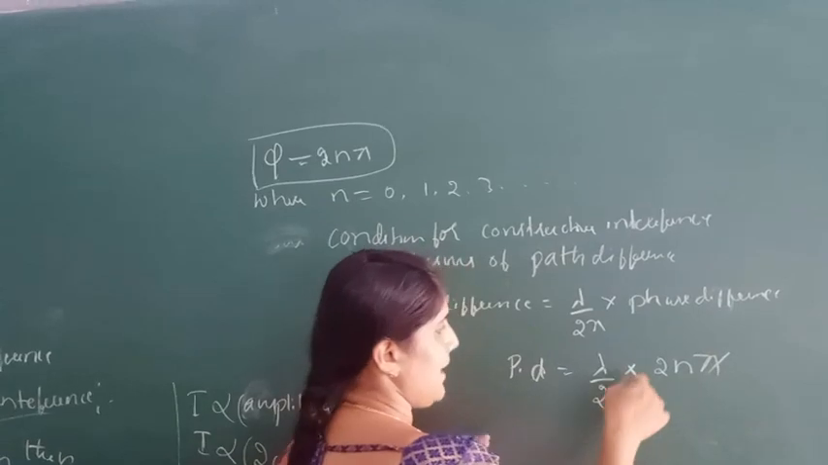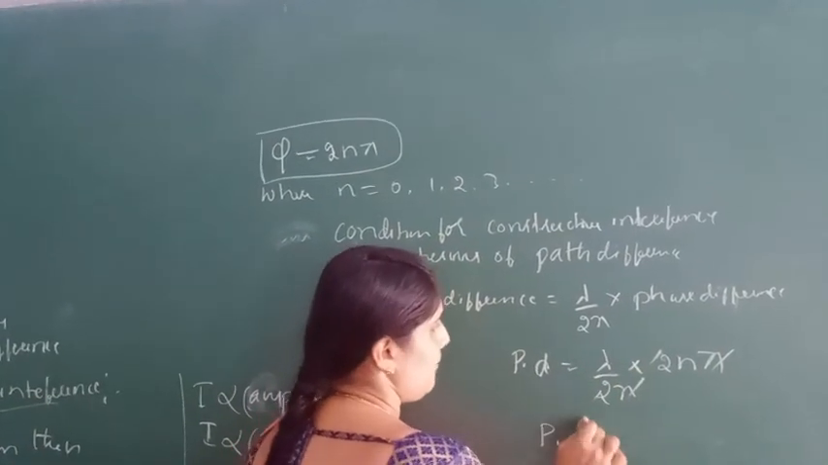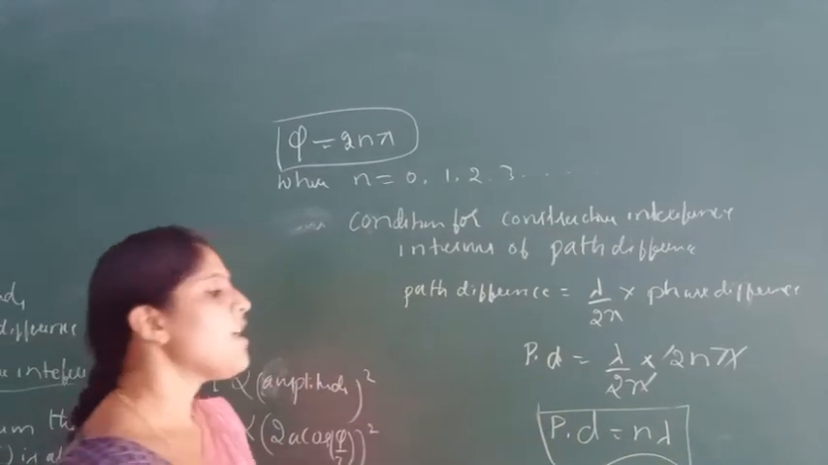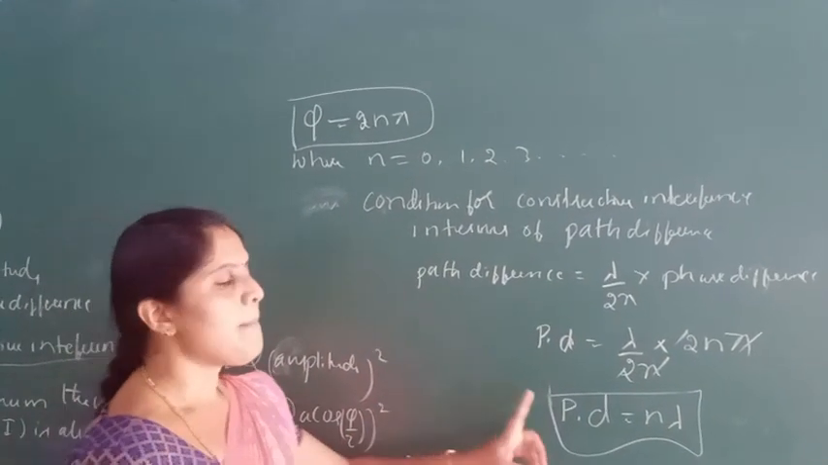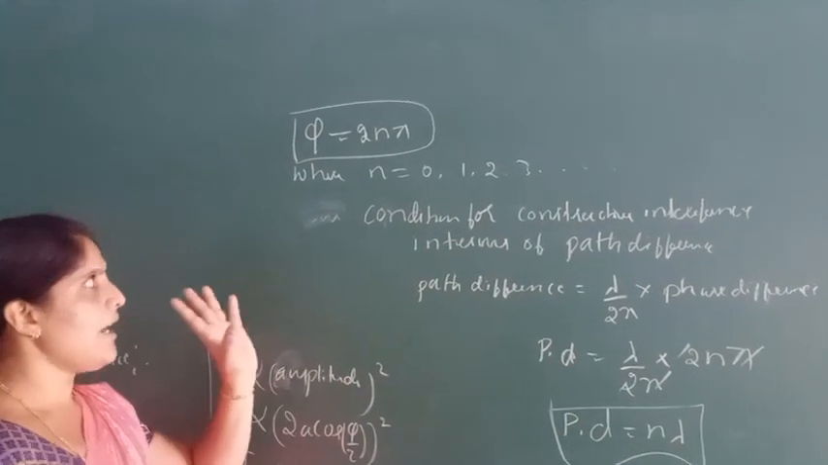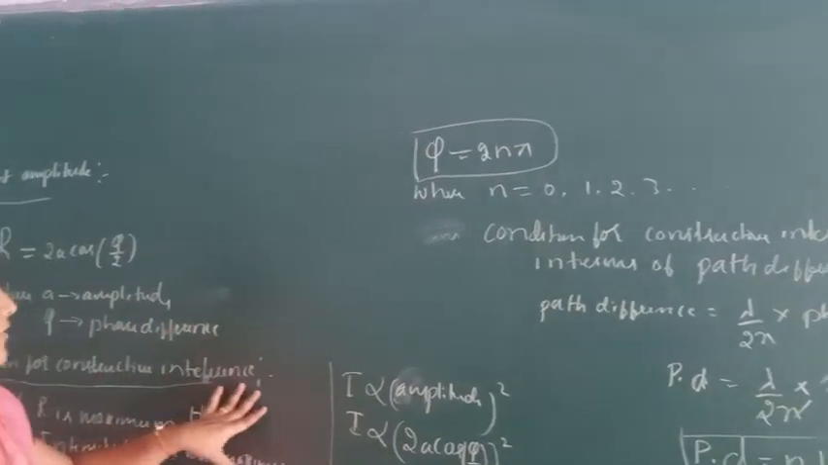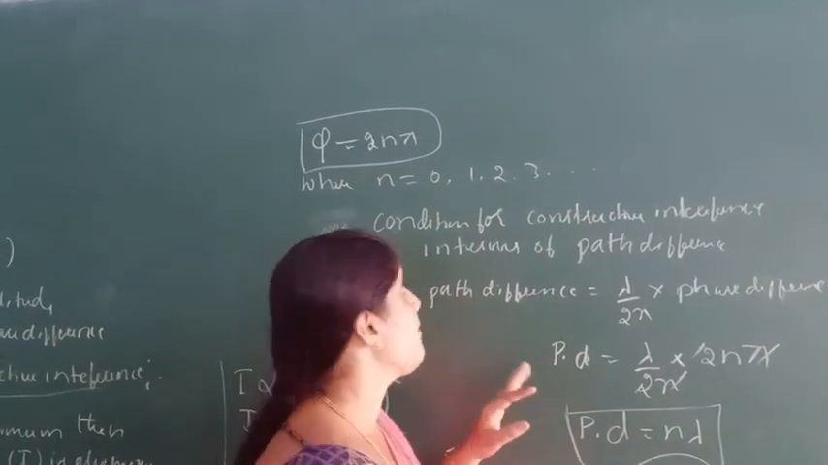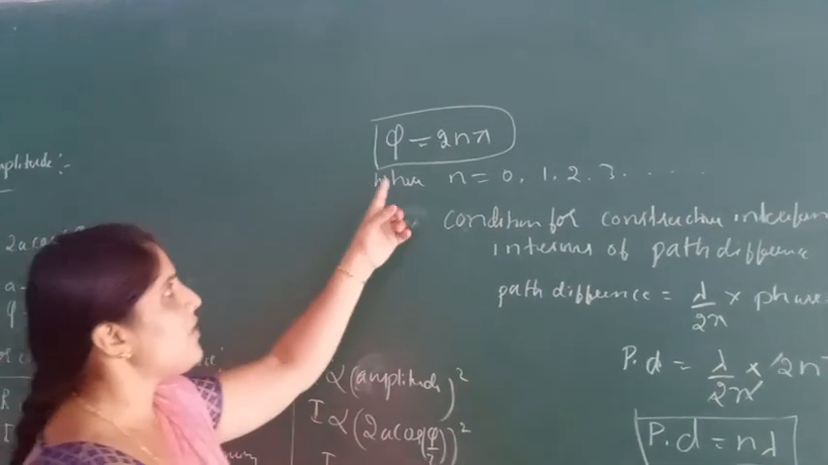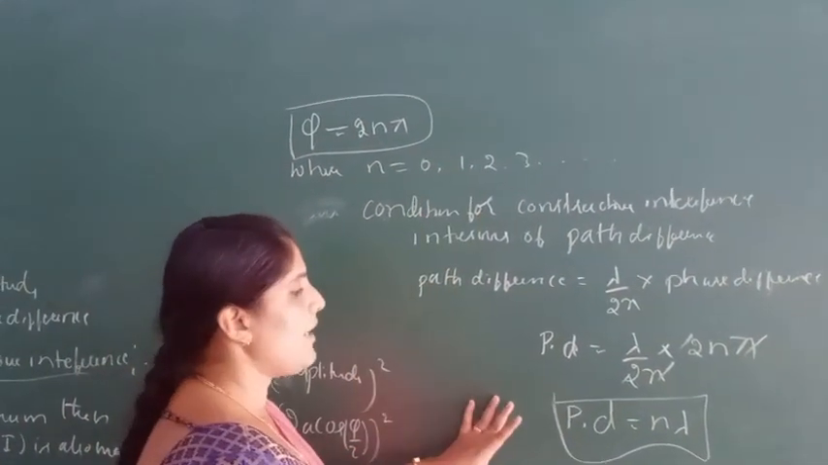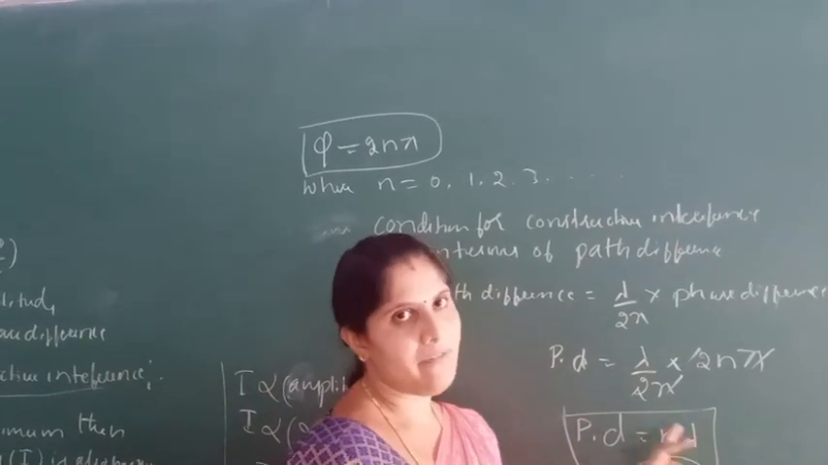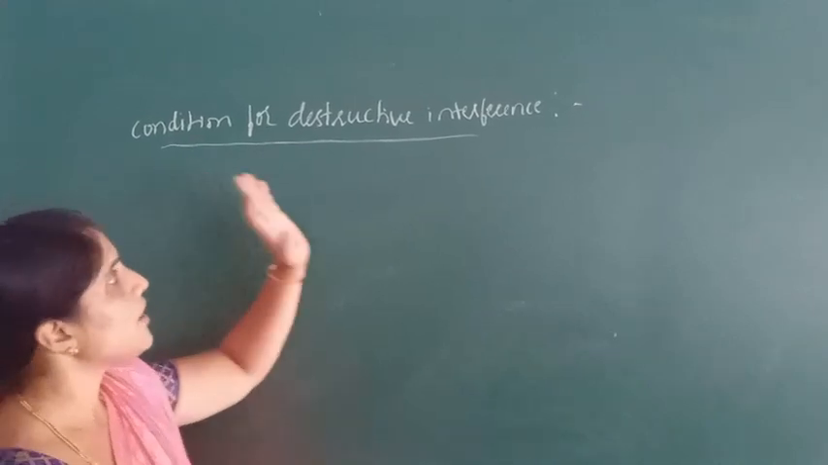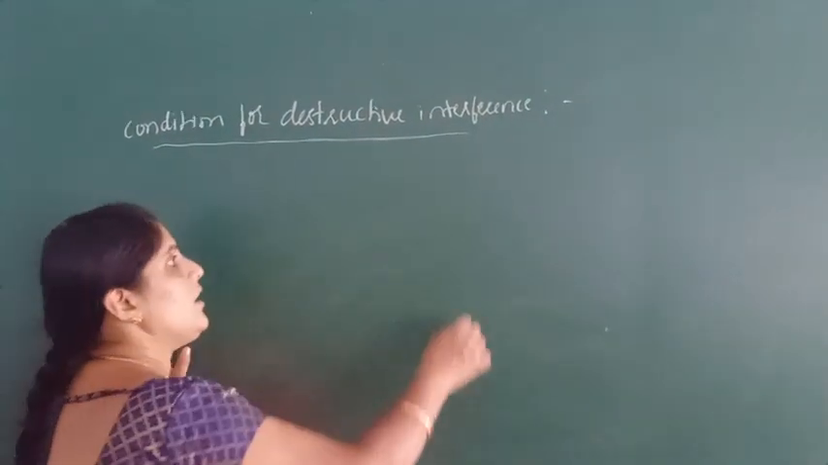So pi will cancel, 2 will cancel. Remaining path difference is n into lambda. This n lambda is the condition for constructive interference in terms of path difference. Remember that for constructive interference, phase difference phi is equal to 2n pi, and path difference is equal to n into lambda, where n is the integer. Next we shall do the condition for destructive interference.